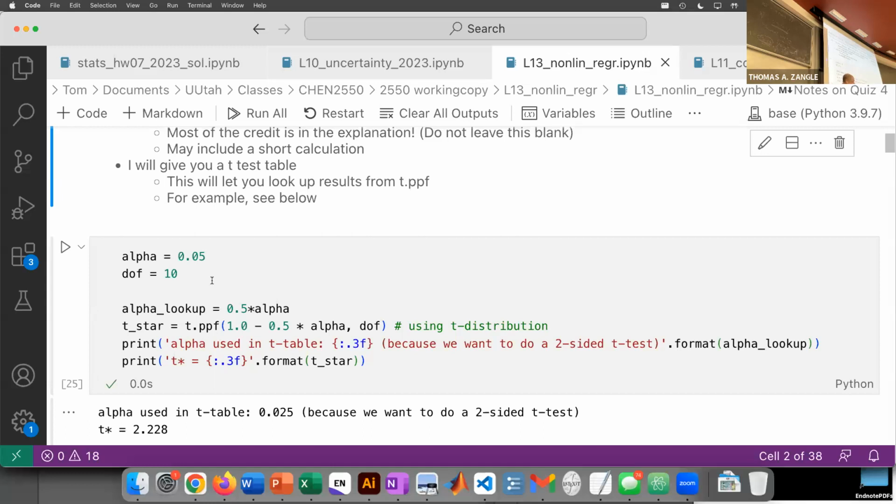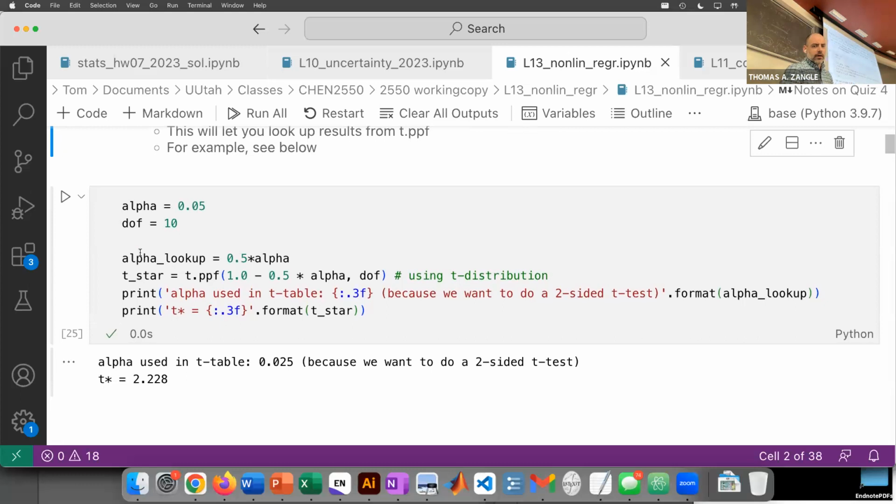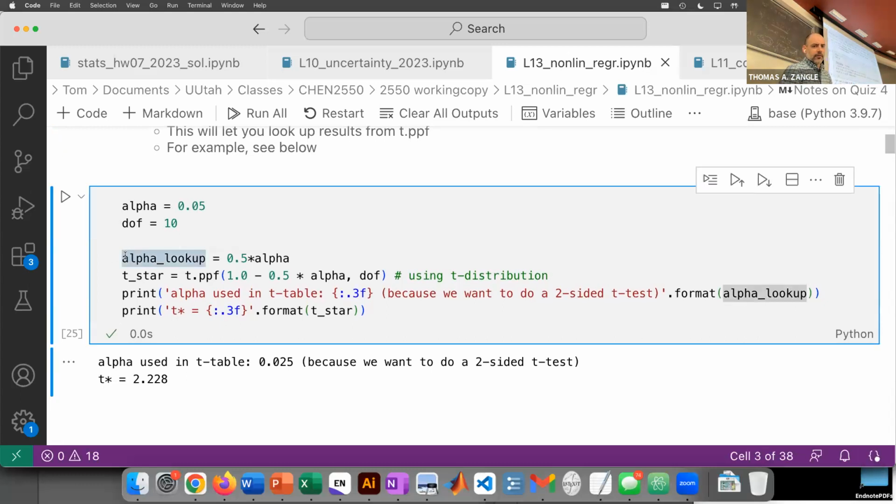So when we're doing this from a t-table, what we're going to have to do is, first of all, figure out what is the alpha value that we're going to be looking up within the t-table to look up the value of the t-statistic. In this case, it's that 0.5 times alpha, the same thing that's in our code here. So we're going to be looking for a t-statistic that corresponds to this number of 0.025.